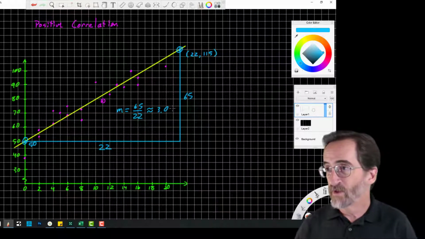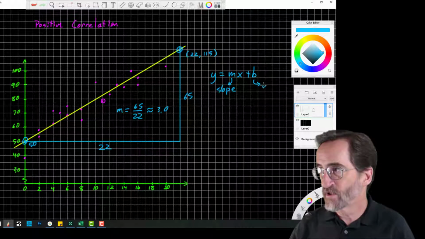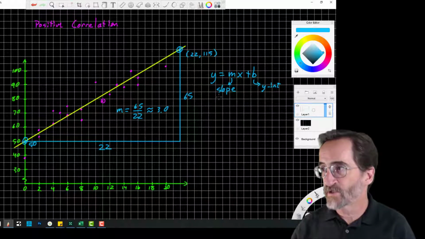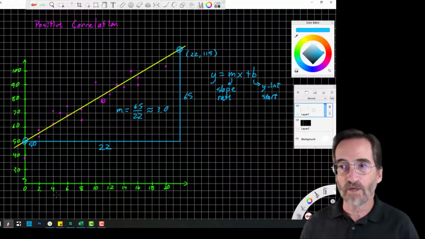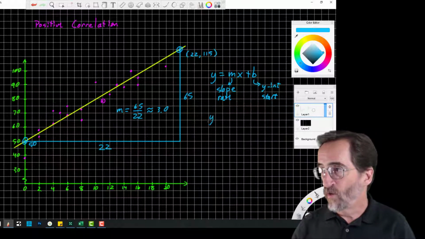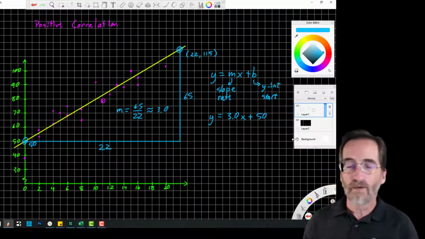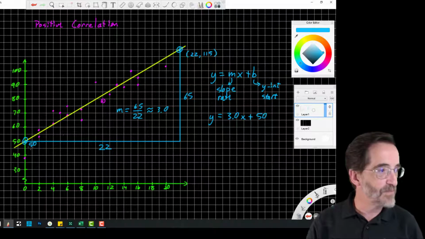Now let's write the equation. You may recall the formula for the equation of a line is y equals mx plus b, where m is slope and b is the y-intercept. I also like to call the slope the rate, points per hour, and the y-intercept is the start value. If you don't study at all, you can expect a score of about 50. Okay? And so let's write the equation. y equals 3.0x plus 50. And so this is the equation of my line of best fit.